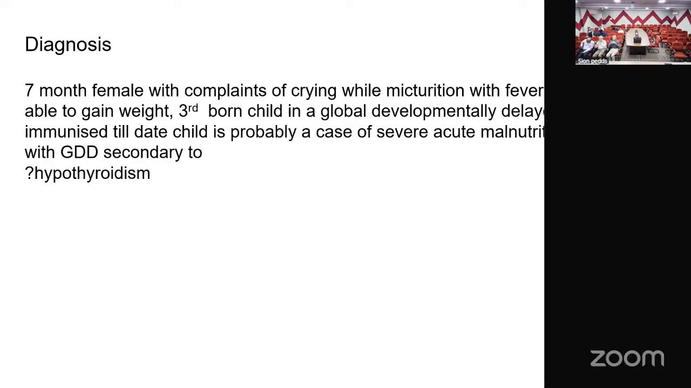7-month-old female with complaints of crying while micturition, with fever and not able to gain weight. Third born child, globally developmentally delayed, immunized till date, is probably a case of severe acute malnutrition with GDD secondary to hypothyroidism, as mother had hypothyroidism in ANC and TFT was not done at birth.